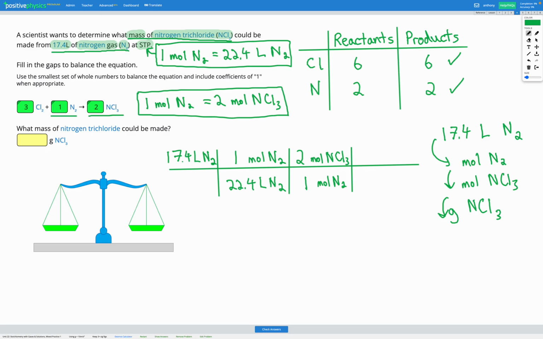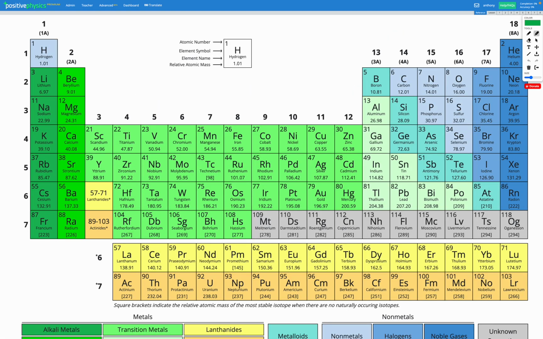Awesome. Okay, last step is getting from moles of nitrogen trichloride into grams of nitrogen trichloride. So to do this, I'm going to need to find my molar mass of nitrogen trichloride from the periodic table. So I'm going to look for the relevant elements. Here I've got nitrogen, and here I've got chlorine. So we've got nitrogen, which has a molar mass from the periodic table of 14.01 grams per mole. I've got chlorine, which from the periodic table has a molar mass of 35.45 grams per mole.